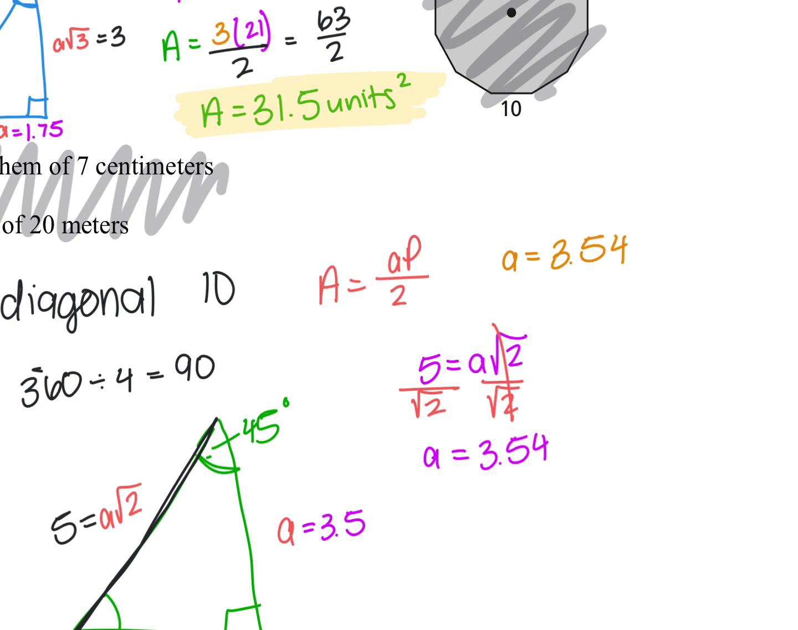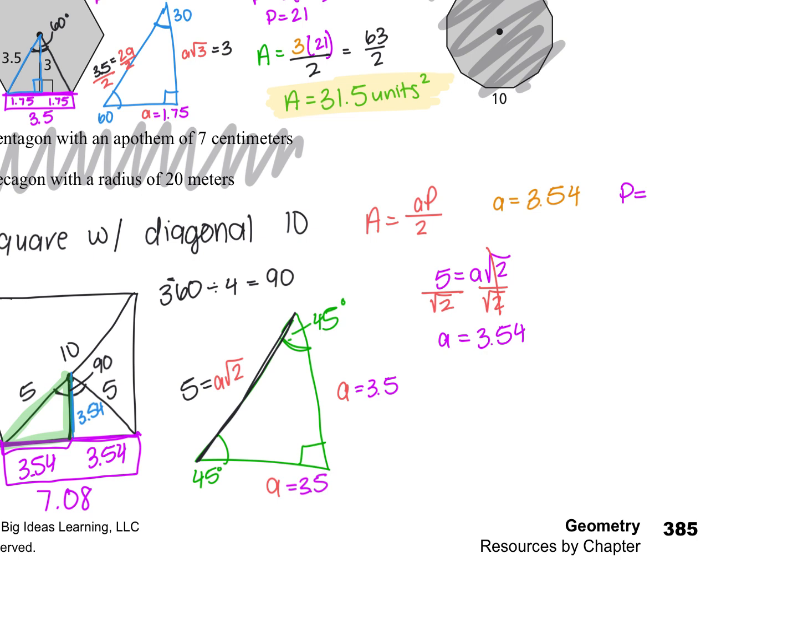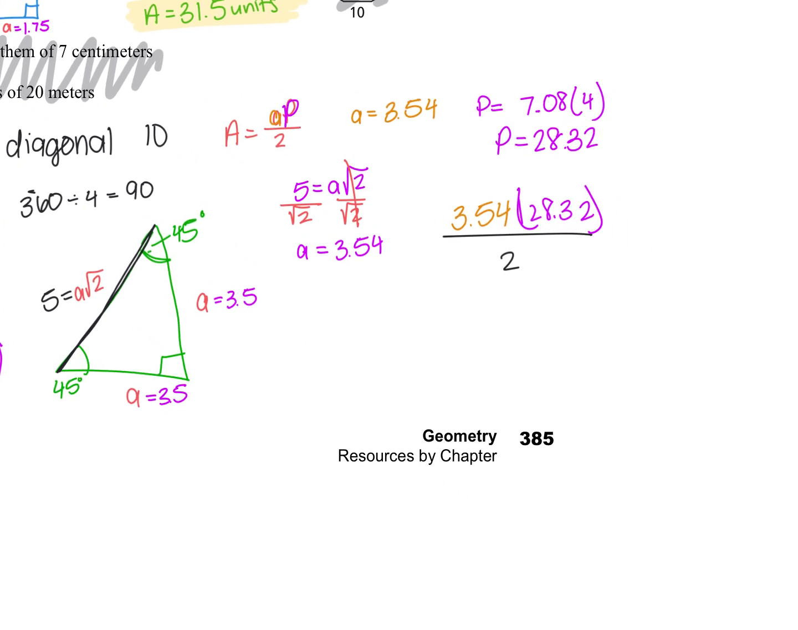I'm going to go ahead and find my perimeter. How am I finding that perimeter? 7.08 times 4. Multiply it. Good, 28.32. And now that I have all my information, I can go ahead and solve for my area. So I'm going to take my apothem, 3.54, times 28.32 divided by 2. Go ahead and plug that into your calculator.